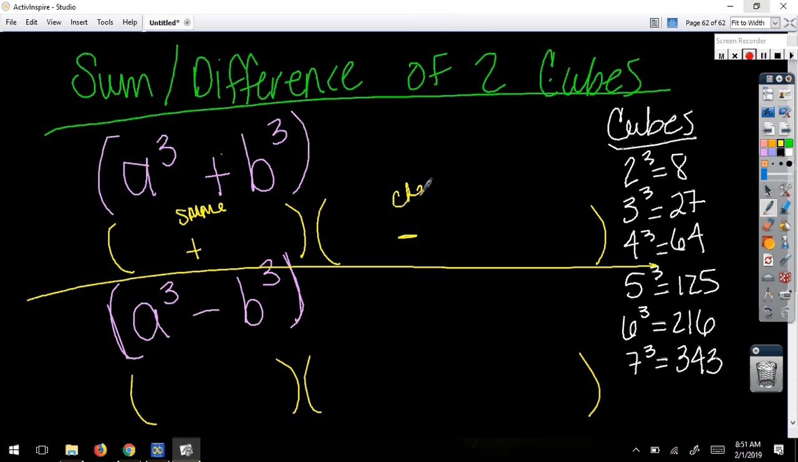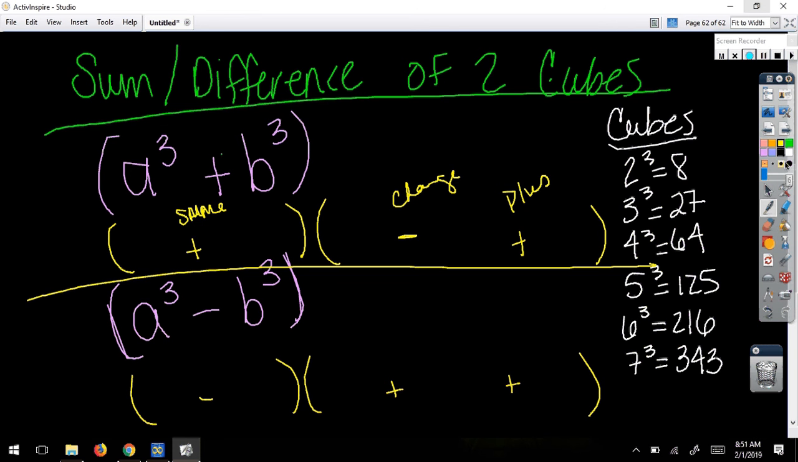Same, change, plus. Always a plus on the end. Same, change, plus. Okay, so if you're same, change, plus, tell me what the signs are going to be on the bottom one. Minus, plus, plus.